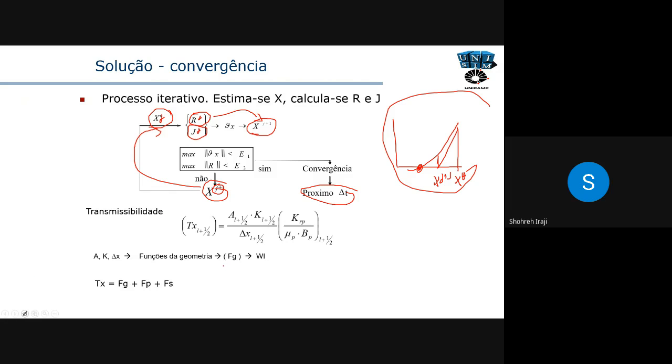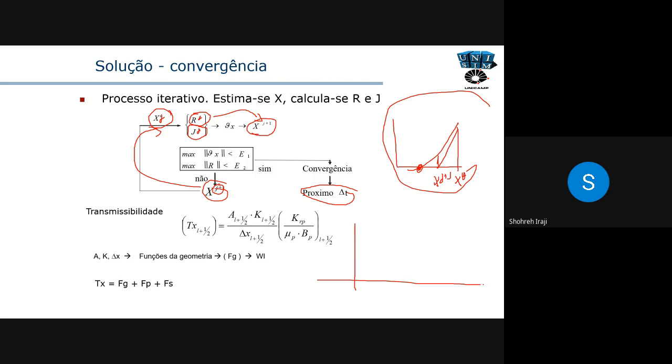Excuse me, Professor. Yes. I have one question. In the last class, you told us that for convergence, we should consider both residuals and x values to be within a tolerance. Could you please give some explanation why we should consider also x?